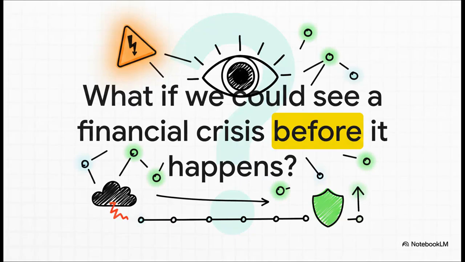Now, really think about that for a second. What if we could actually see a financial crisis coming before it happens? I'm not talking about just getting a report that says, oops, we're in a recession now. I mean a system that flashes a huge warning sign months or maybe even years before the storm hits. That's the incredible promise we're going to unpack today.